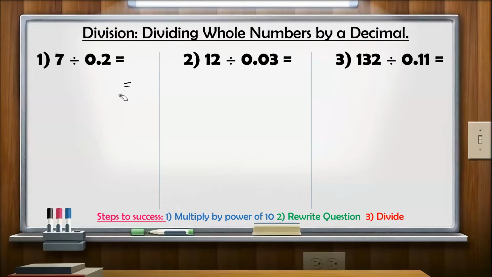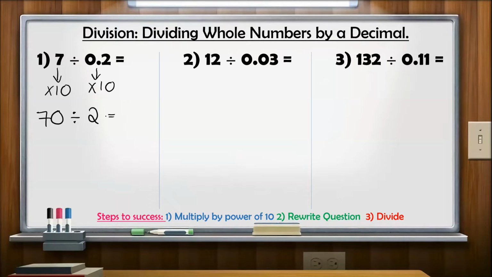So if I multiply my 0.2 by 10, I have to do the same thing to the other side. So I'm going to multiply 7 by 10. So that is step 1 complete. I'm now going to move on to step 2, which is to rewrite the question. So my new question is going to be 70 divided by 2. Once step 2 is complete, I'm now going to divide.